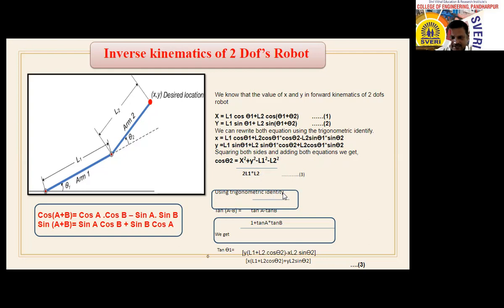Now using the trigonometric identity, tan of (a minus b) is equal to (tan a minus tan b) divided by (1 plus tan a tan b). We get tan theta 1 is equal to (y into (L1 plus L2 cos theta 2) minus x L2 sin theta 2) divided by (x into (L1 plus L2 cos theta 2) plus y into L2 sin theta 2).